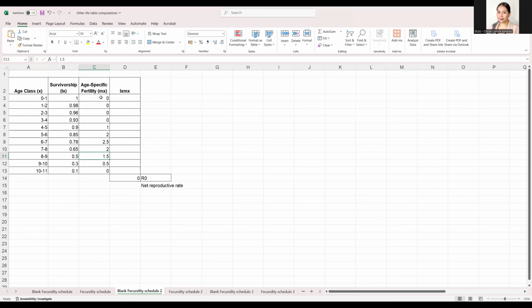For 8 to 9, survivorship is 0.5 and age-specific fertility is 1.5. For 9 to 10, survivorship is 0.3 and age-specific fertility is 0.5. And finally, for age 10 to 11, survivorship is 0.1 and age-specific fertility is 0.